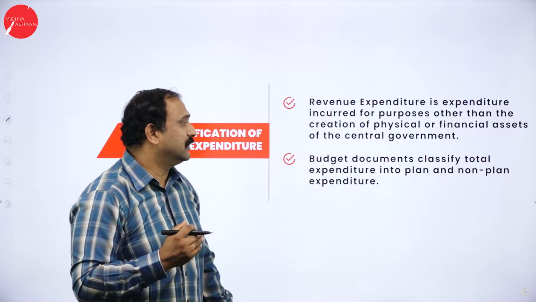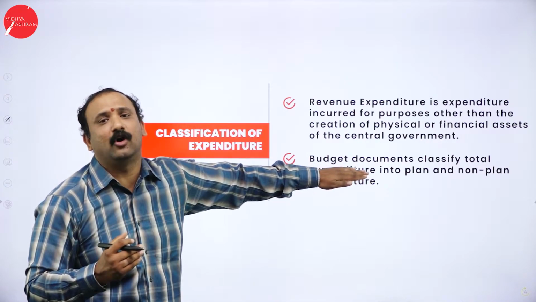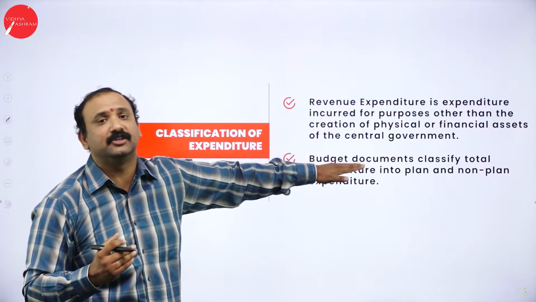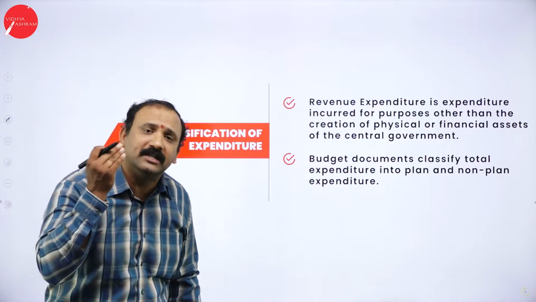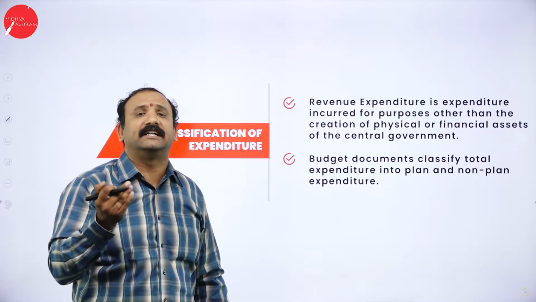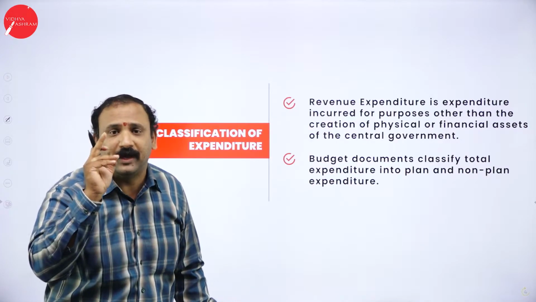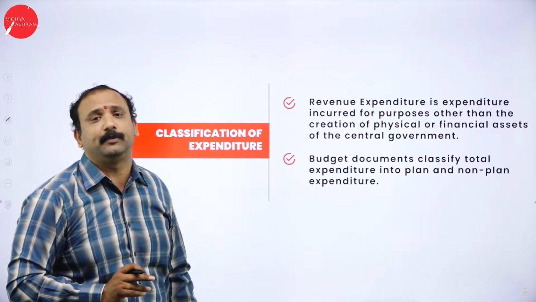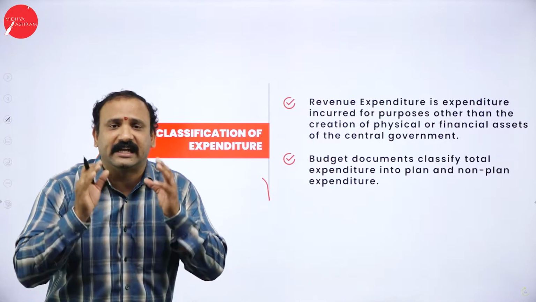Budget documents will classify the total expenditure into planned and non-planned expenditure. So that is also a very important thing. You need to classify which are the ones that are planned and which are the ones that are non-planned in nature altogether. That is a very, very important and key concept. Why? Because you need to understand which are those things that are kept planned.